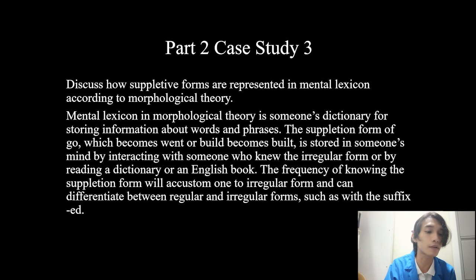Discuss how suppletive forms are represented in the mental lexicon according to morphological theory. The mental lexicon in morphological theory is someone's dictionary for storing information about words and phrases. The suppletive verb go, which becomes went, or build becoming built, is stored in someone's mind by interacting with someone who knew their irregular form or by reading a dictionary or English book. The frequency of knowing the suppletive form will accustom one to irregular forms and can differentiate between regular and irregular forms, such as with the suffix ed.